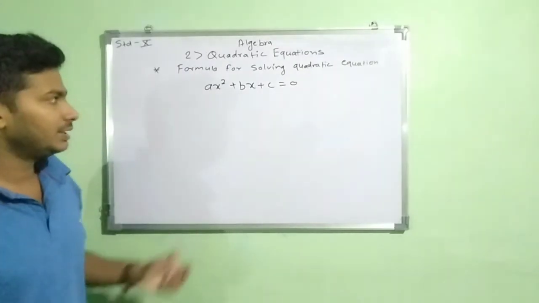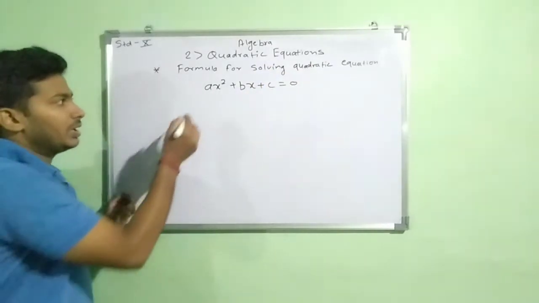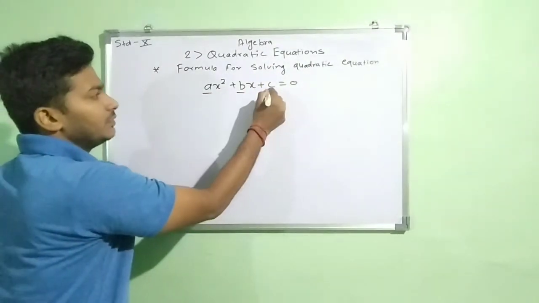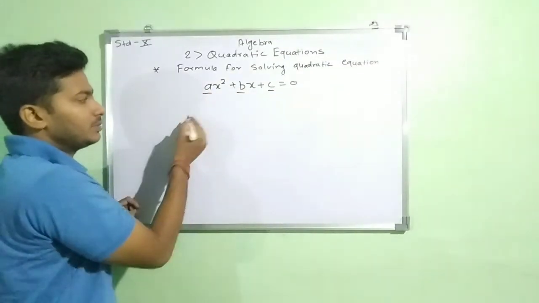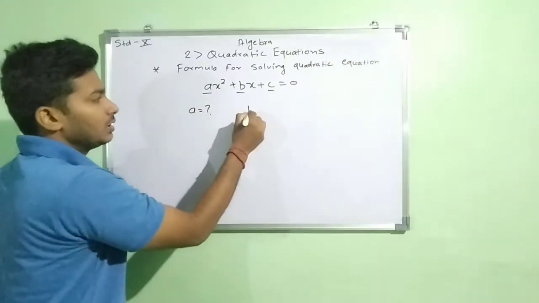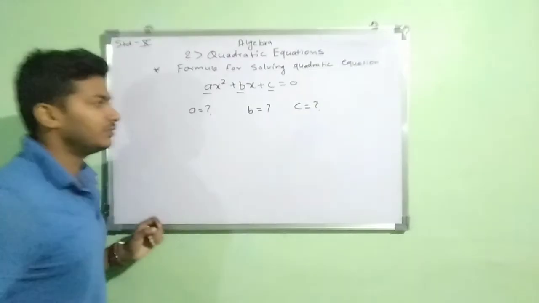Now after writing the quadratic equation in this form, we have to compare it and find the values of a, b and c. a means the coefficient of the square term, so we have to find the value of a, find the value of b, and after that write the value of c.